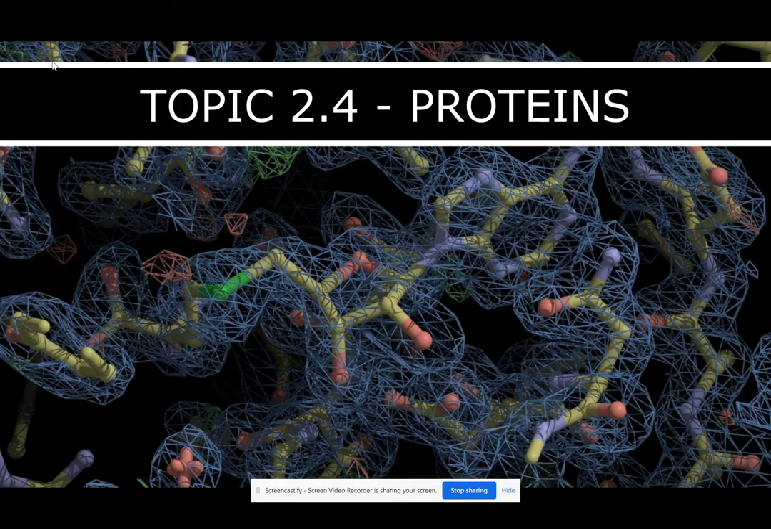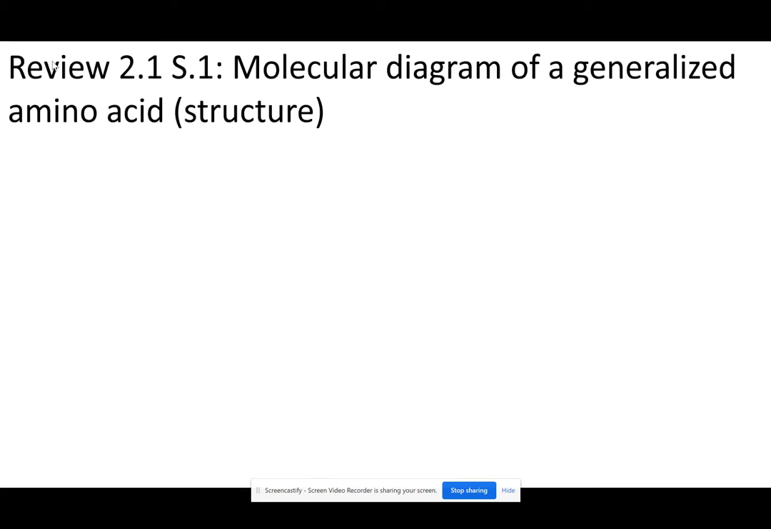Topic 2.4, proteins. So before we jump in headlong, let's just go back to 2.1, skill 1, because you already had to talk about proteins a little bit and think about them a little bit. So let's go back and think about those molecular diagrams that you had to know. Let's think about the generalized structure of an amino acid.